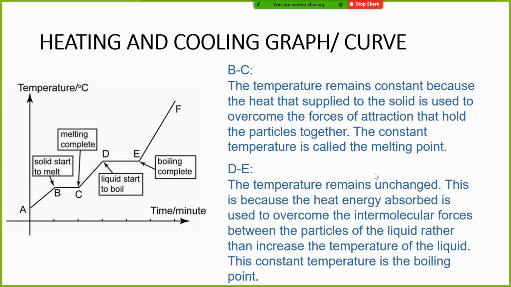And if we're overcoming the force of attraction, what that means is that the particles are moving further apart from each other. So in essence, what is happening at that point from B to C is that there is an increase in potential energy, but there is no increase in the kinetic energy. All right? Let me know if you guys kind of follow what I'm saying so far.